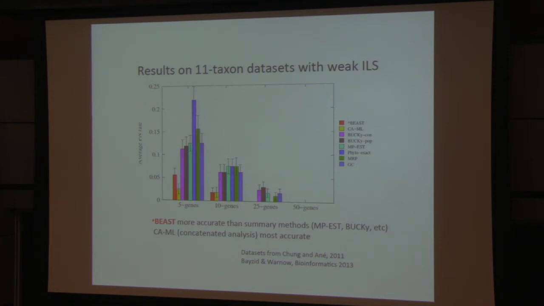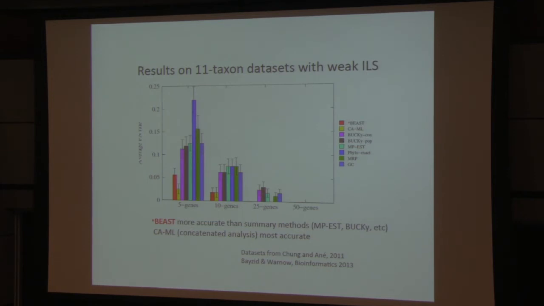It has the best accuracy at 5 genes. It ties for best at 10 genes. It's perfect at 25 genes. Concatenation is better than some of the other methods, including methods that are statistically consistent. This is an example where concatenation is better than the statistically consistent methods. And this is one of the reasons that not everyone has jumped on the bandwagon of doing it a new way. They want to do it the old way. Concatenation is not bad. StarBEAST is quite good, but it's not even as good as concatenation.